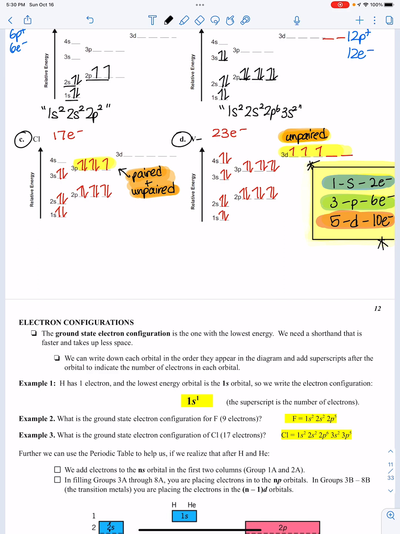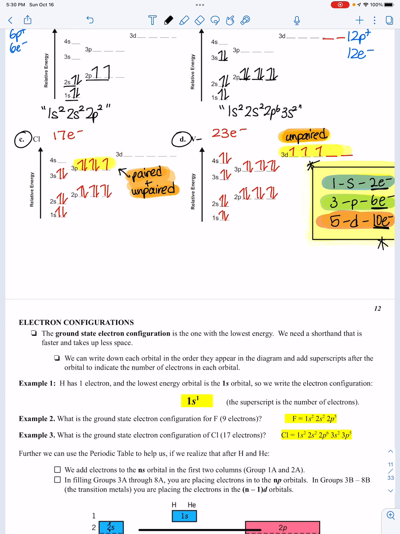The s orbital, there's only one of them in each energy level. They could hold up to 2 electrons. The p orbital, there are 3 of them in each energy level. That holds up to 6 electrons. And the d orbital, there are 5 of them in each energy level. That could hold up to 10 electrons. So that's very important for us to know.